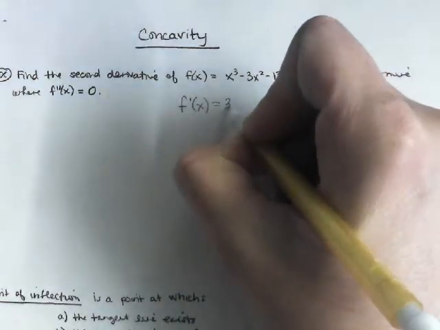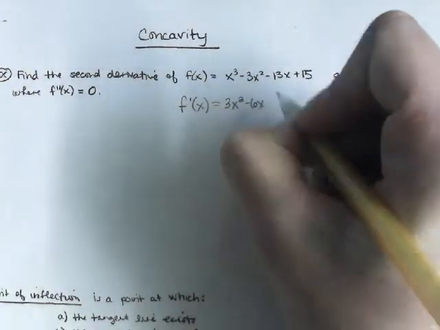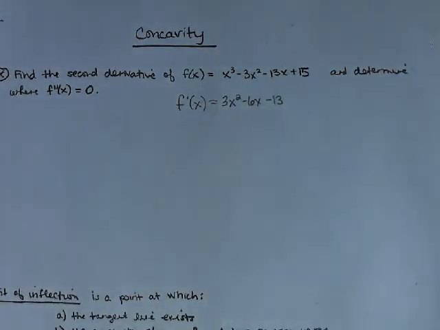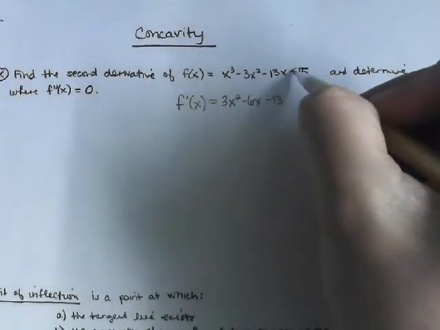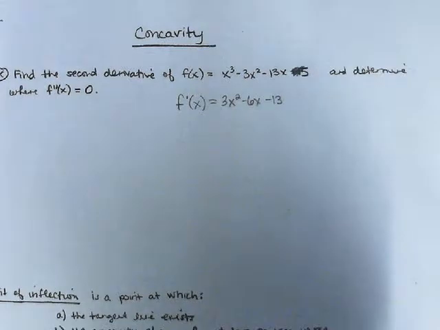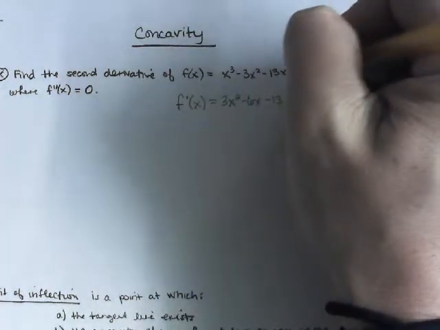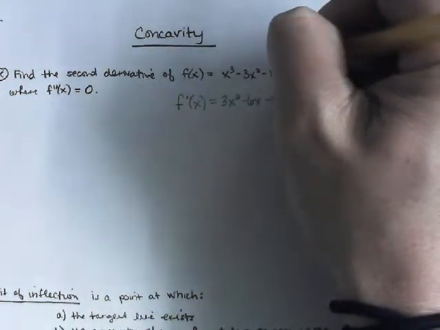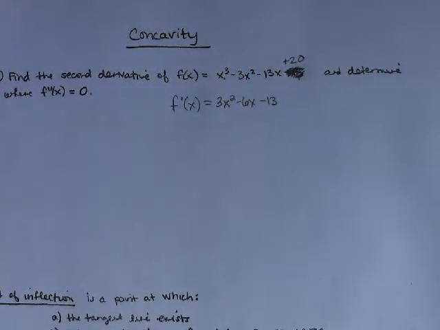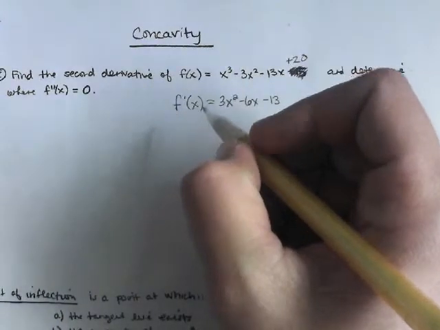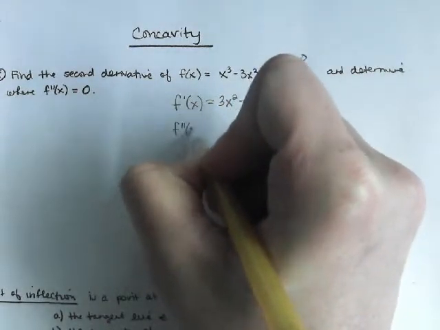-6x - 13. Good. 3x² - 6x - 13. Can you do me a favor and change the original equation to +20 at the end? That's not going to affect our first derivative at all, but just change it to a +20. And the second derivative, Anthony?